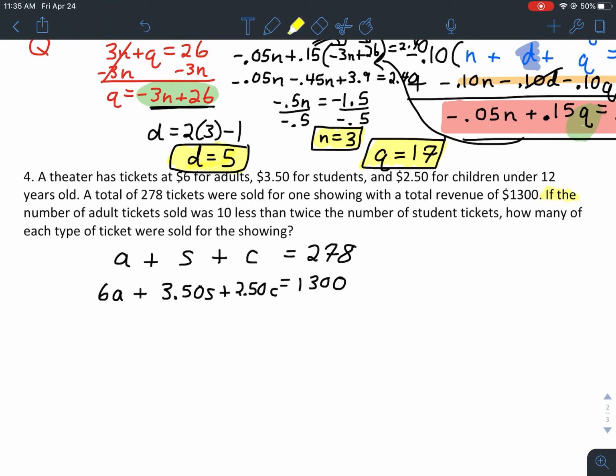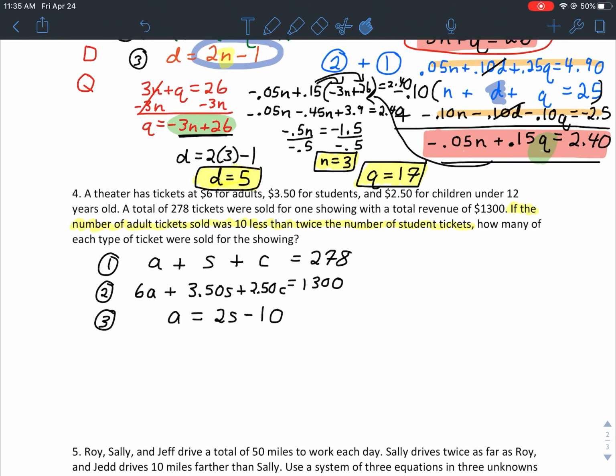And the last sentence here will give us our final equation. If the number of adult tickets sold, so A, was, is past tense for is, so that should be equals 10 less than twice the number of student tickets. So 10 less than means something minus 10. Twice the number of student tickets means 2 times S minus 10. So now I have my three equations again.